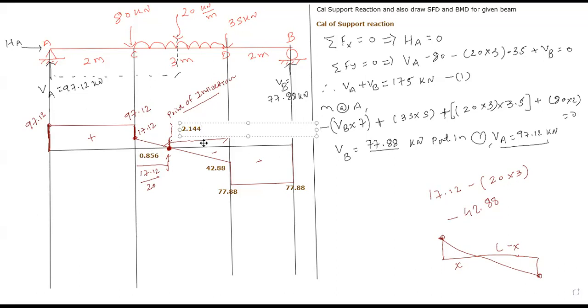I am not writing the unit due to availability of space, so the diagram does not get congested. You have to write the unit, for length, not for the shear force diagram. 0.856 meter and 2.144 meter. I hope it is clear to all of you. Is it clear or not? Please confirm me. I have calculated here how we get 0.856. Now onwards in next examples I will not calculate.